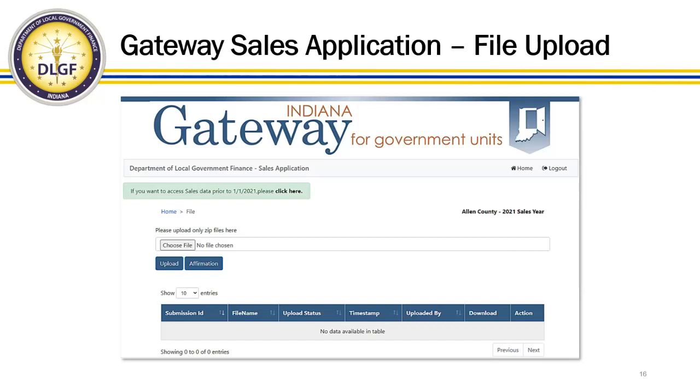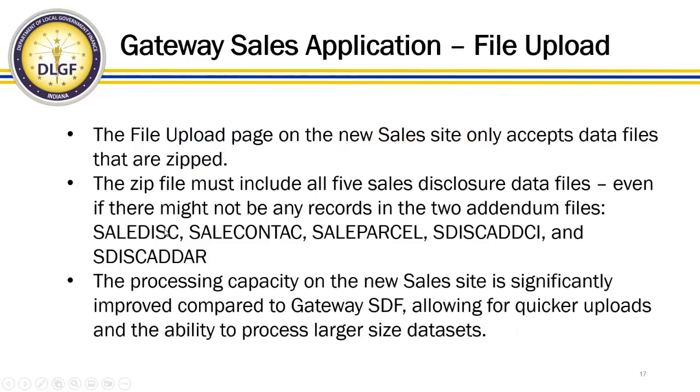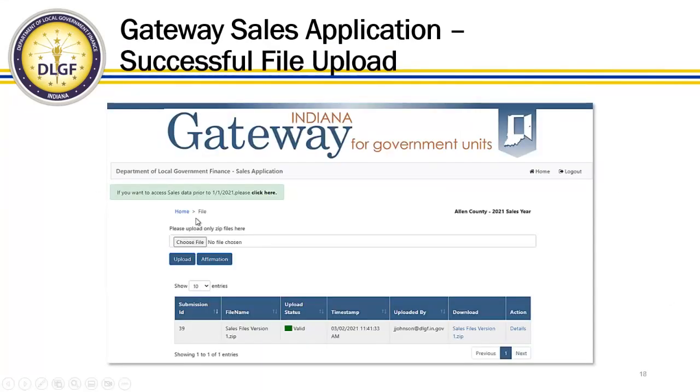It is important to note here, right here, we can only accept zipped files. So we need you to zip those files together. The 5 sales disclosure data files need to be zipped together and then selected through here. You select the choose file, and then once you've got the zipped files selected, you hit the upload button, and it should get uploaded to the system. Hopefully, if everything goes as smoothly as we're wanting it to. It's a much easier process than it has been in years past.